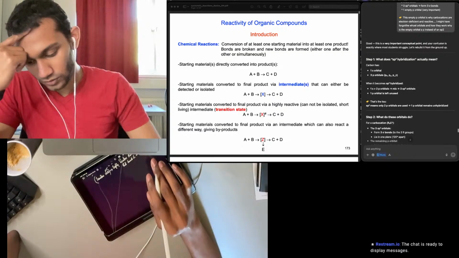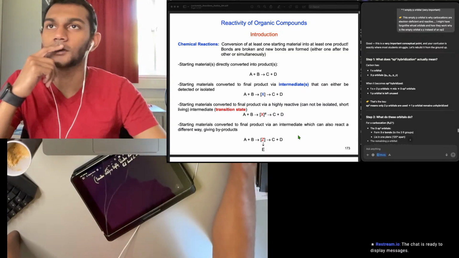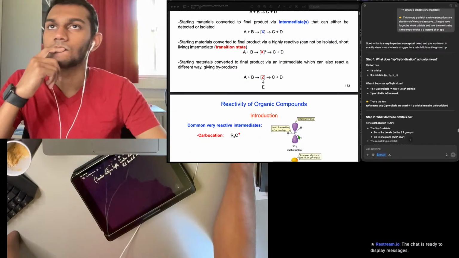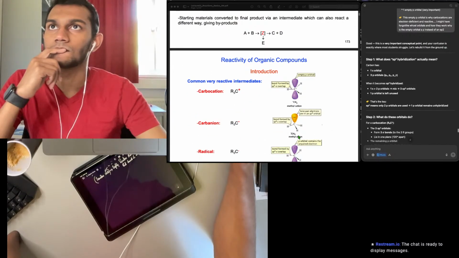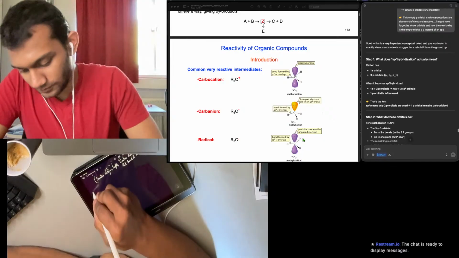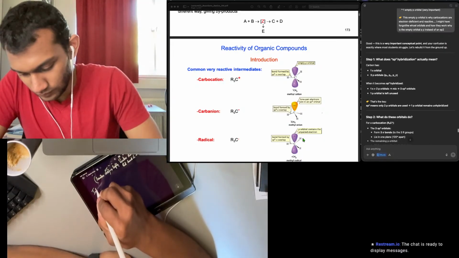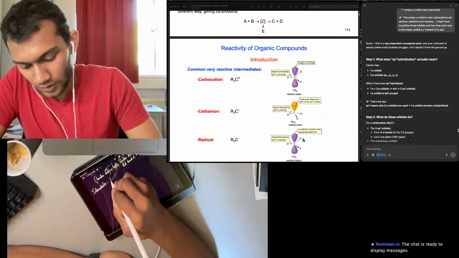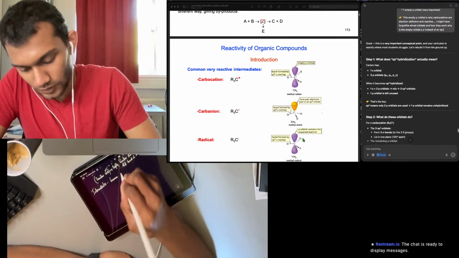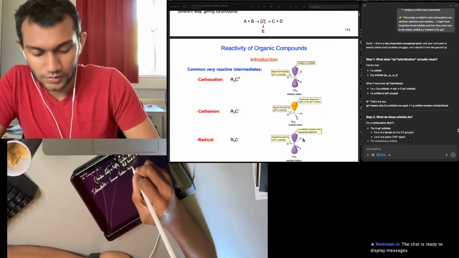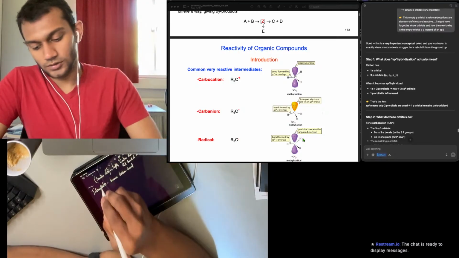Now we're moving to different types of carbocation intermediates. Common carbon-based intermediates.